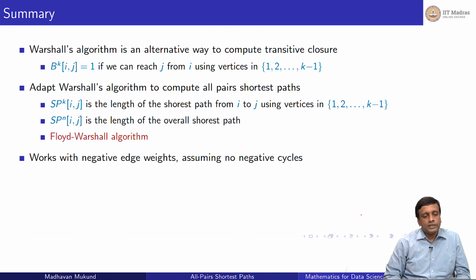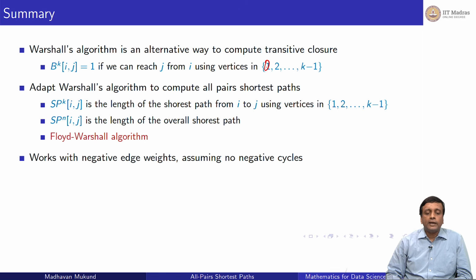So to summarize, we started with Warshall's algorithm. Warshall's algorithm is an alternative way to compute transitive closure. So it's an iterative transitive closure algorithm. Earlier we did it in terms of lengths of paths, and now we have done it in terms of which intermediate vertices I'm allowed to visit while traveling from i to j. So that's the difference between Warshall's algorithm and the way we had formulated it in terms of paths of length 1, 2, 3 and so on, right? So b^k[i][j] is 1 if I can reach i to j using only vertices 0 to k minus 1, right?